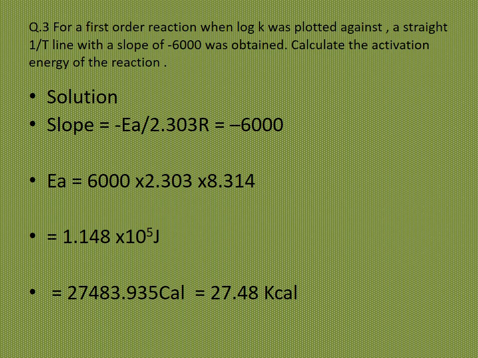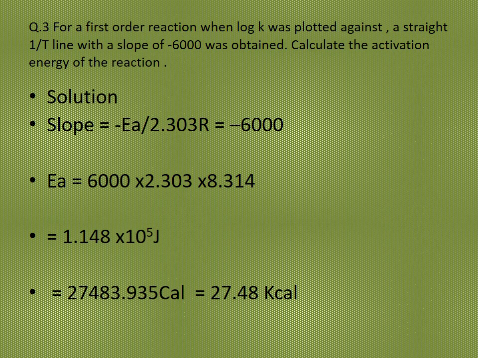And last question, question number 3. For a first order reaction, when log k was plotted against 1 upon T, a slope of minus 6000 was obtained. Calculate the activation energy of the reaction. When we come to the solution part, the formula of slope will be equal to minus Ea upon 2.303 into R.